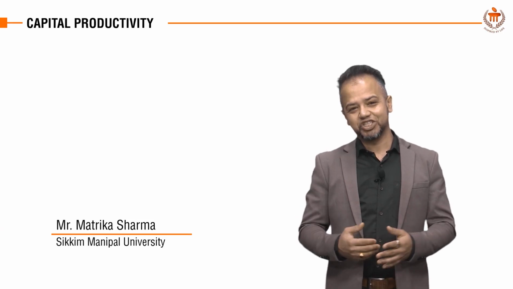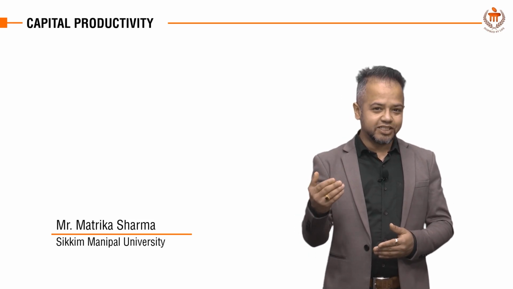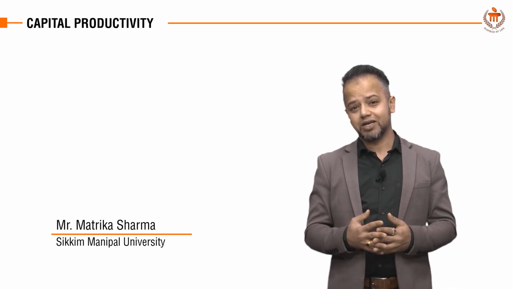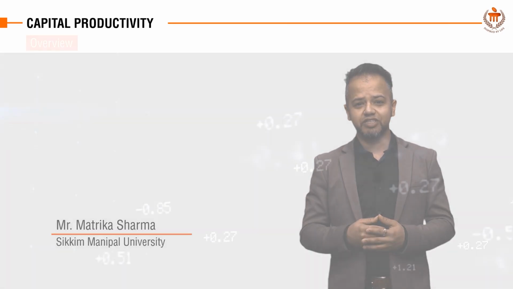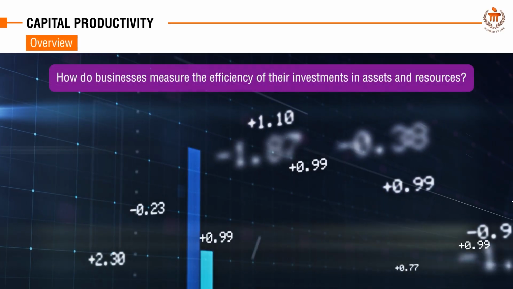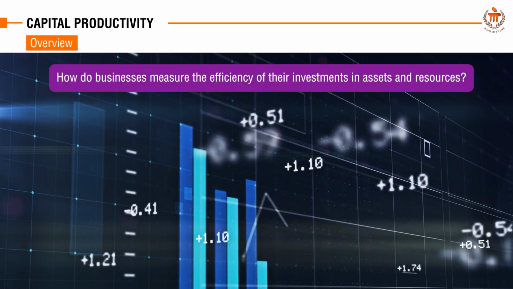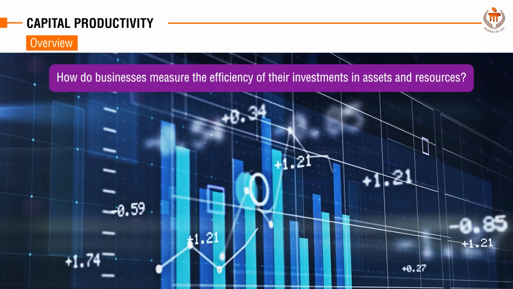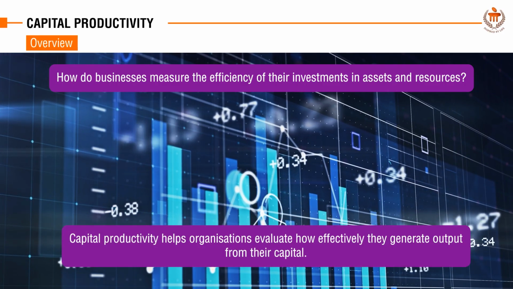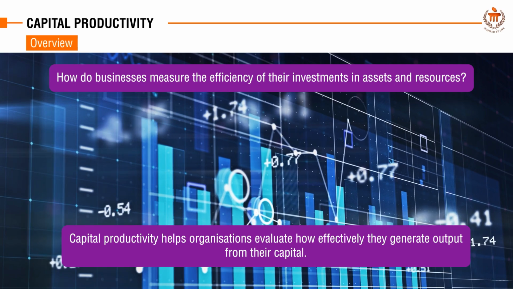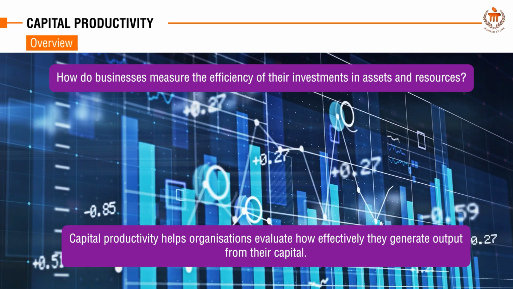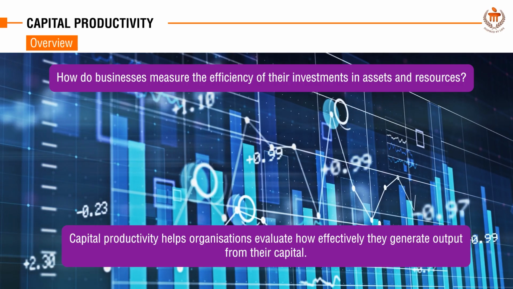In our previous session, we discussed system productivity. Today, we are going to explore a new topic, and that is capital productivity. Have you ever wondered how businesses measure the efficiency of their investments in assets and resources? Capital productivity is a key concept that helps organizations evaluate how effectively they generate output from their capital.